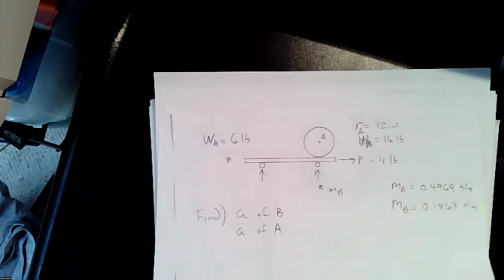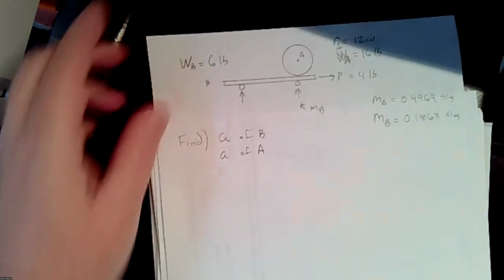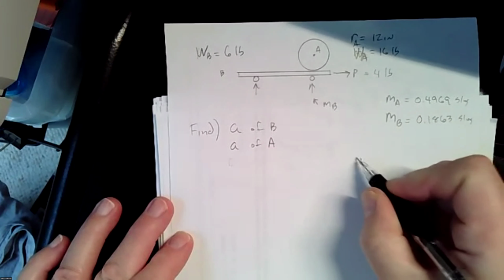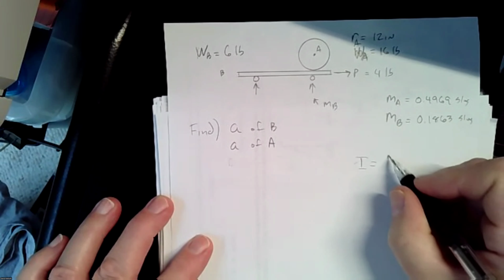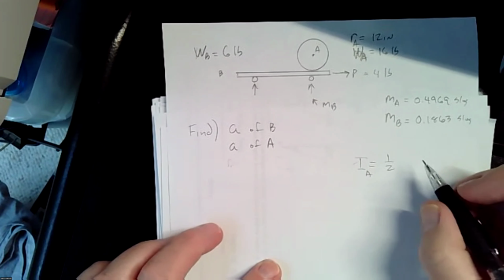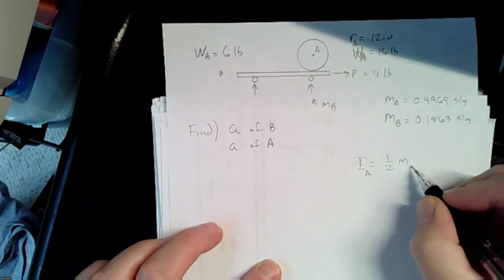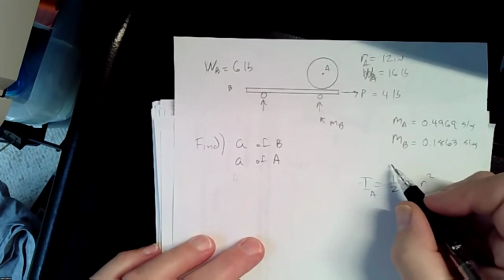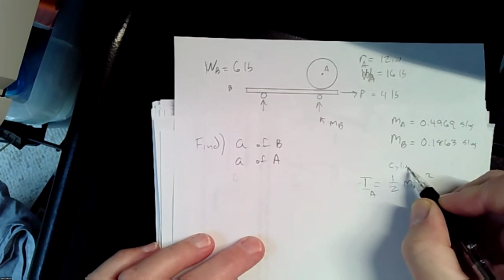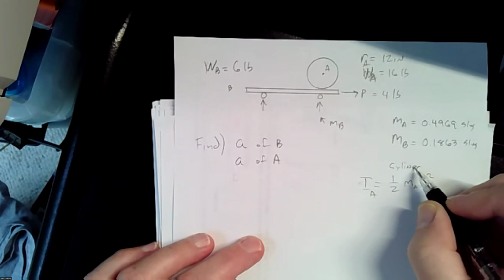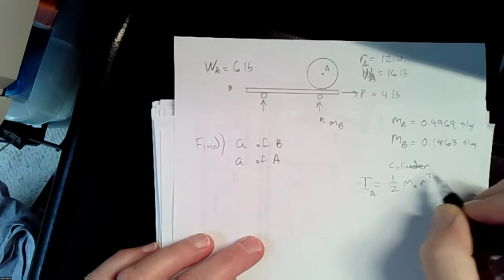All right. So if we look at our diagram, before I draw anything, we're going to need I. We know I is going to be for a circle, because the only thing rolling is A. It's going to be 1/2 m_A r squared. This is anytime you have a cylinder. In 2 dimensions, it'd just be a circle. But my cylinder.